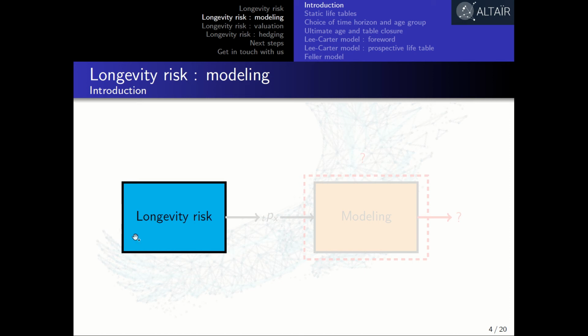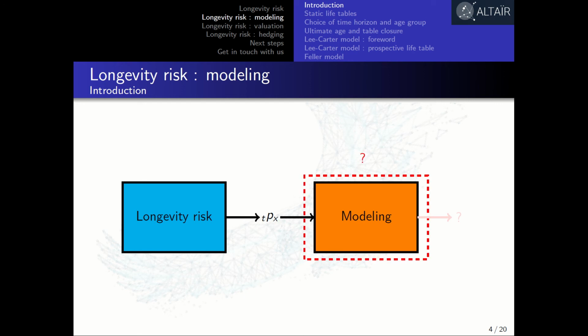So now that the problem of longevity risk has been well depicted, the quantity that will be of interest right now is tPx, representing the probability that an individual aged x is still alive at age x plus t. We will need to model it accurately, and two questions therefore arise. First, which models are we going to use? And second, what will we get this time as outputs?